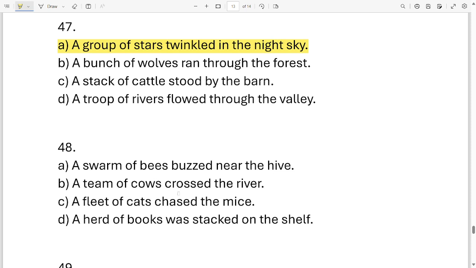A team of cows crossed the river. A fleet of cats chased the mice. A herd of books was stacked on the shelf. Which one is the correct sentence? Is it A, is it B, is it C, or is it D? And the correct sentence is option A. A swarm of bees buzzed near the hive.